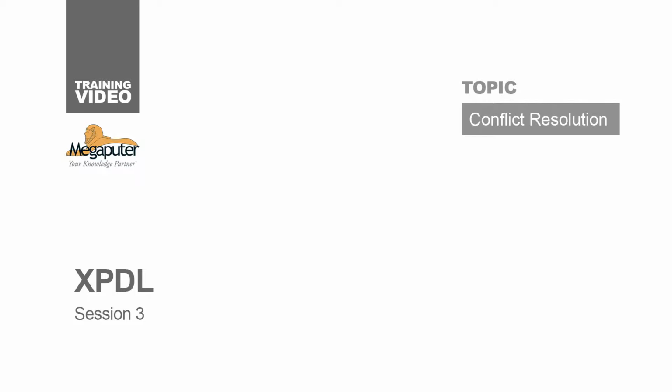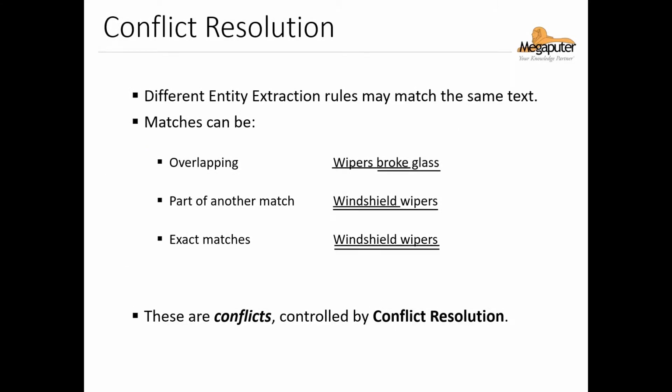In this topic, we'll be talking about conflict resolution, which helps us further refine our XPDL results and output. Conflict resolution refers to how we mitigate conflicts that arise in our different entity extraction rules when they match the same text. For example, we can have overlapping matches where one rule picks up wipers broke and another rule matches broke glass. Or the match might be windshield wipers in one of our rules and just windshield in another rule. And other times, two rules match the same exact thing.